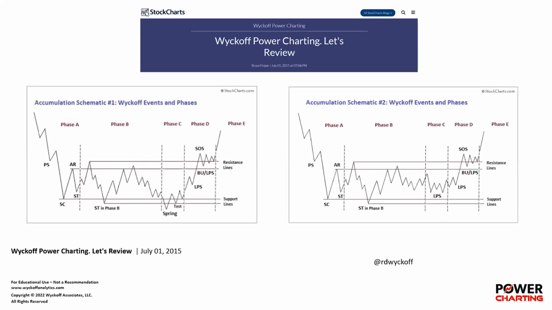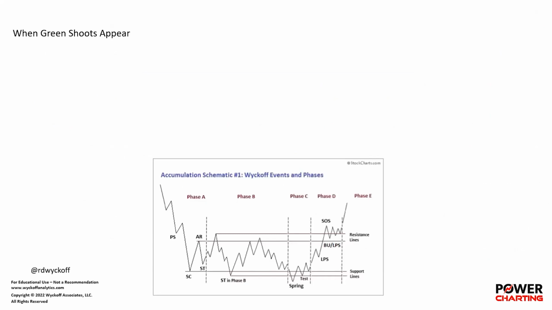So now here we're going to do a little exercise. You've seen these schematics before. These are accumulation schematics. And on the bottom there, you can see power charting. Let's review. That's a blog I did in 2015. Go look it up. So when green shoots appear, you can almost use this accumulation schematic to tell us this. And so you can see phase C is a spring, which is a lower low in the accumulation structure, which is exhaustion of the decline, similar to what we saw here in June, July, and then a rally into phase D, phase E, which is the beginning of a new, more important uptrend.